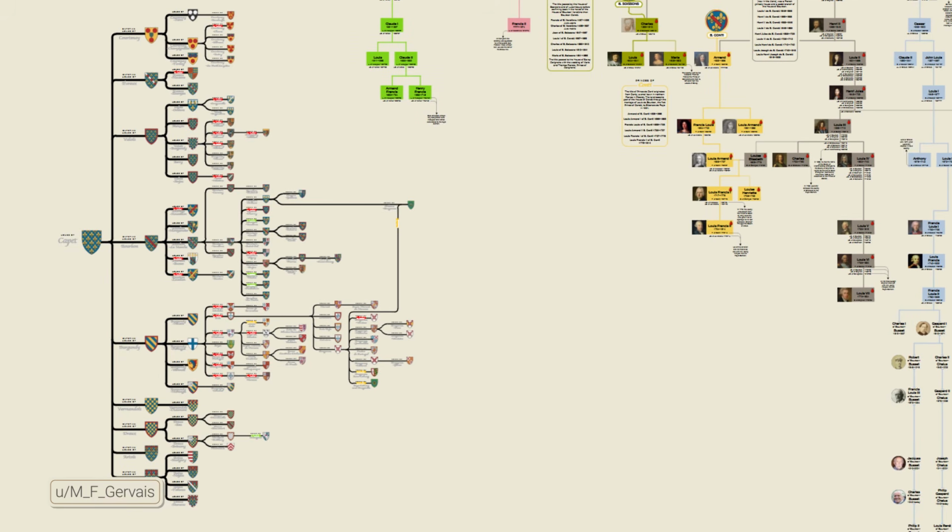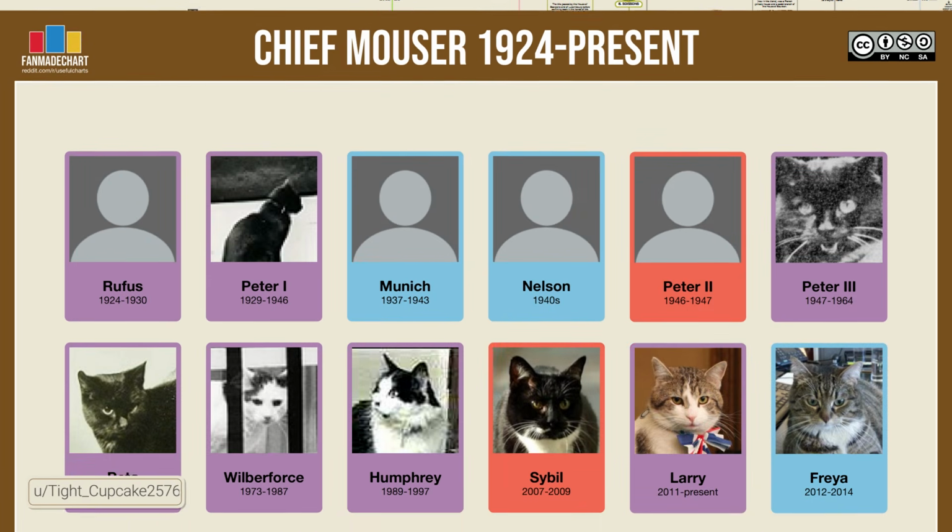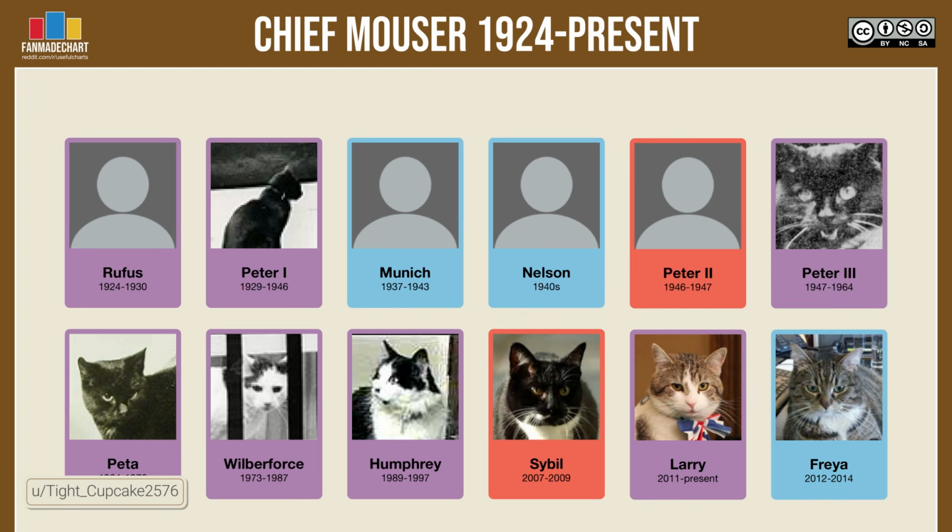Number 3 is a fun one. It's a list of the chief mousers of the British government, a role that supposedly goes back to the reign of Henry VIII, but has only been documented since 1929, which is when the chief mouser at 10 Downing Street started to get an official salary from the government, starting at 1 pence per day. The current chief mouser is 17-year-old Larry, a former stray cat, initially adopted for David Cameron's children.